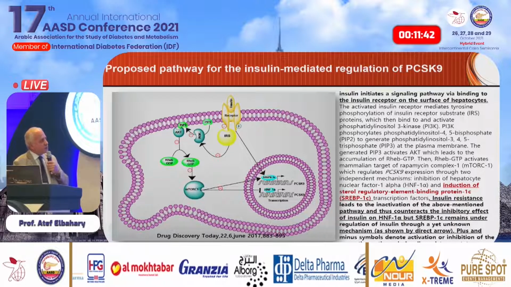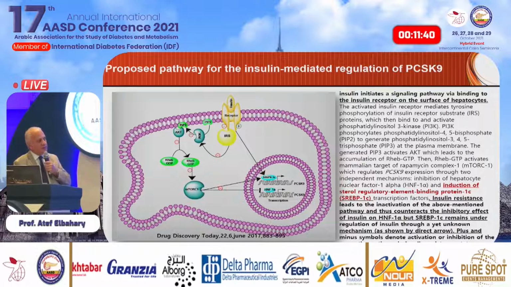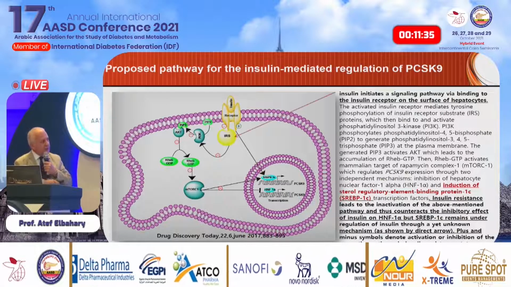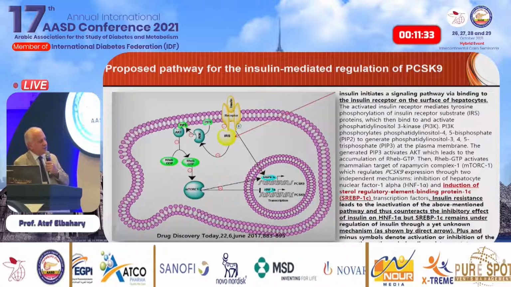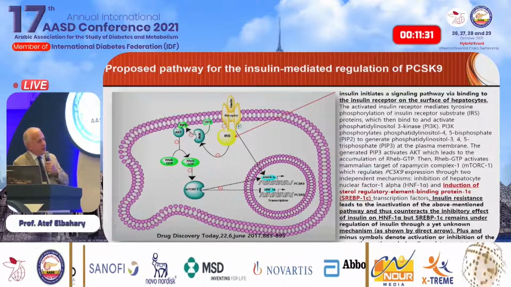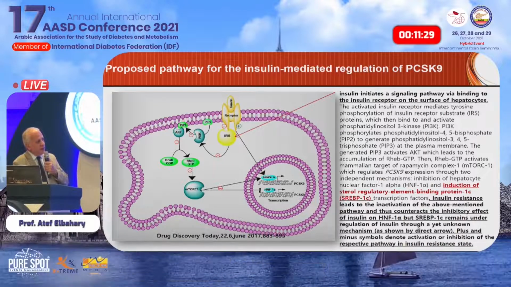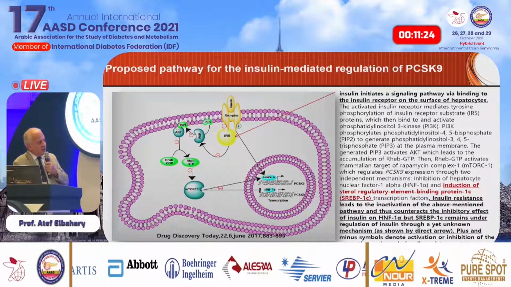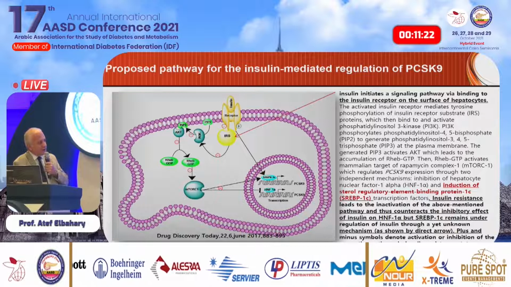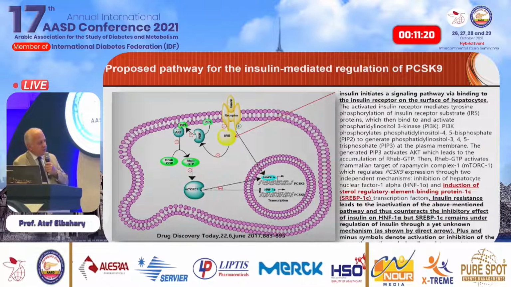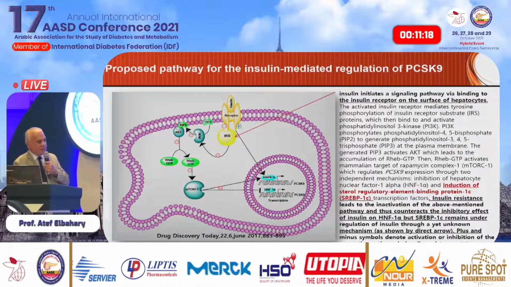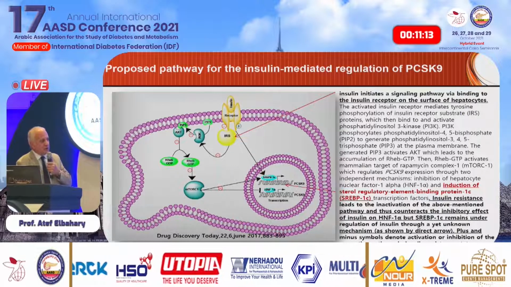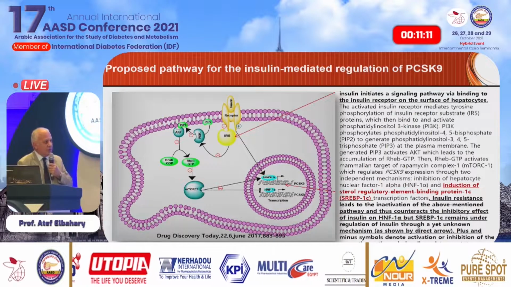This is a proposed pathway for the insulin-mediated regulation of Pcsk9. How does it occur? We can see here the insulin initiates a signaling pathway via binding to the insulin receptor on the surface of the hepatocytes. And this combination of the insulin and the IRS stimulates the SREBP, which upregulates the Pcsk9, as we see here, the induction of sterol regulatory element binding protein 1C, SREBP-1c.